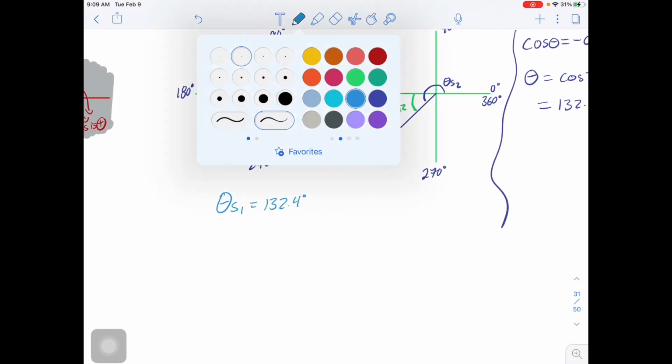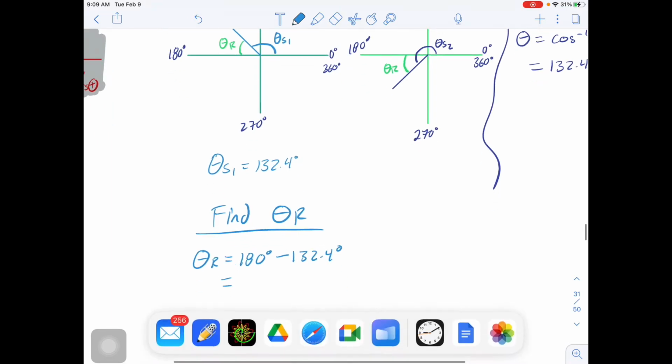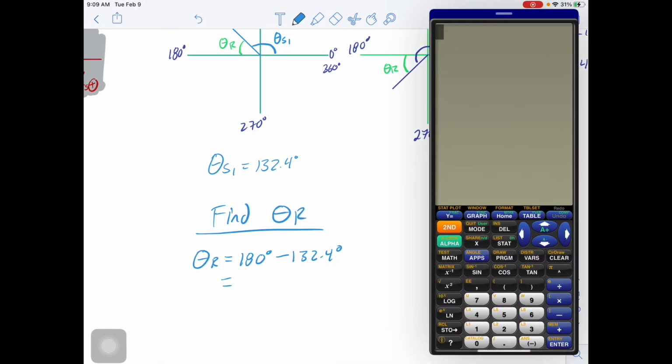So let's find the reference angle. How am I going to find the reference angle here? Well, remember, from 0 to 180, that's 180 degrees. If I take away my standard angle 1, I'm going to be left with the reference angle. So my reference angle will be 180 degrees minus 132.4 degrees. So now we have been able to solve for our reference angle once we plug this into our calculator.